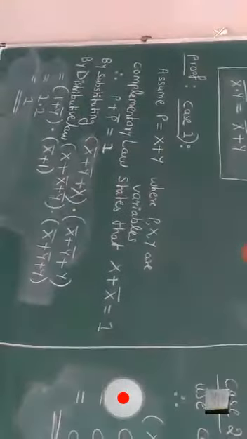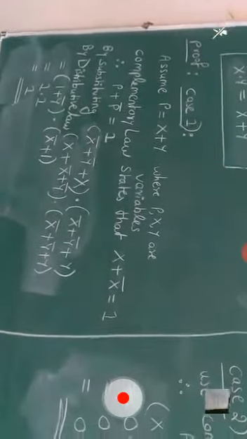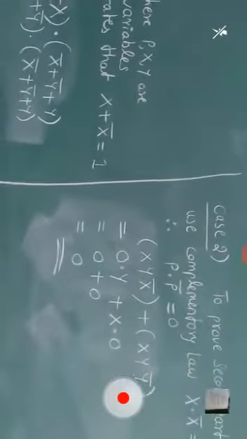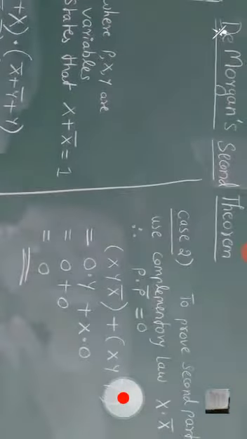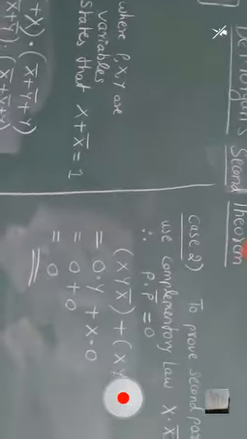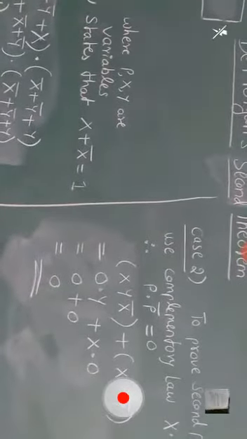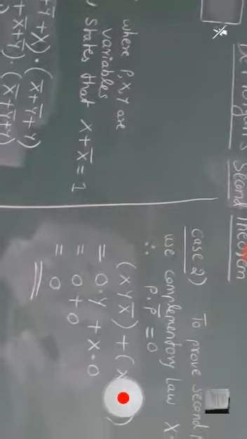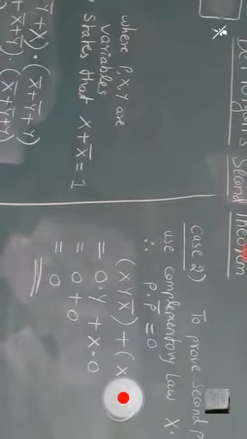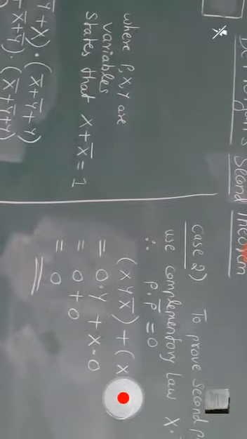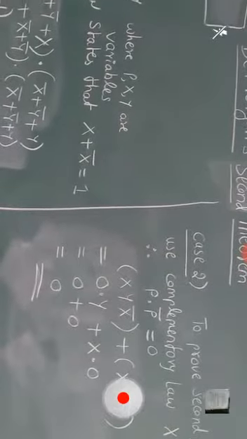So students, this is the perfect induction method of proving De Morgan's second theorem. So for your syllabus for 5 marks, you have to practice theorem 1 and theorem 2. For 5 marks, you have to solve both the theorems like the perfect induction method.